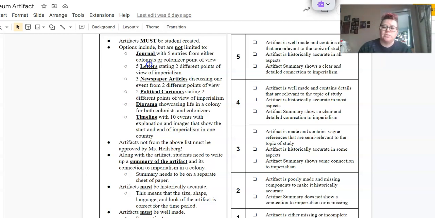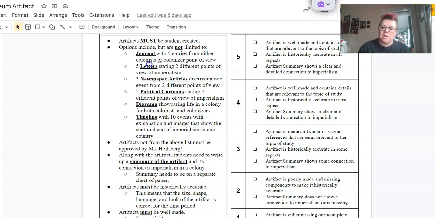You cannot just trace political cartoons that we have been looking at in class. You need to create your own political cartoons. You can be inspired by political cartoons that we've looked at in class. You can, however, not just trace them over and say, hey, this is my idea. It's not. So you need to come up with your own.